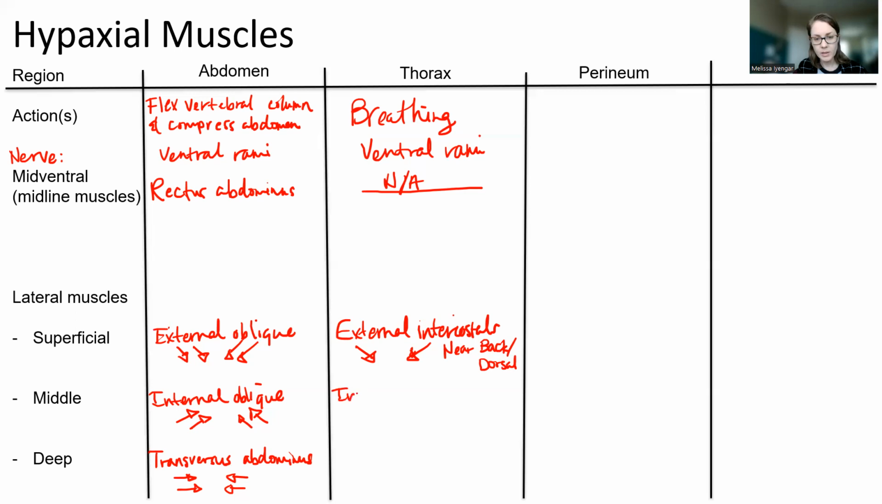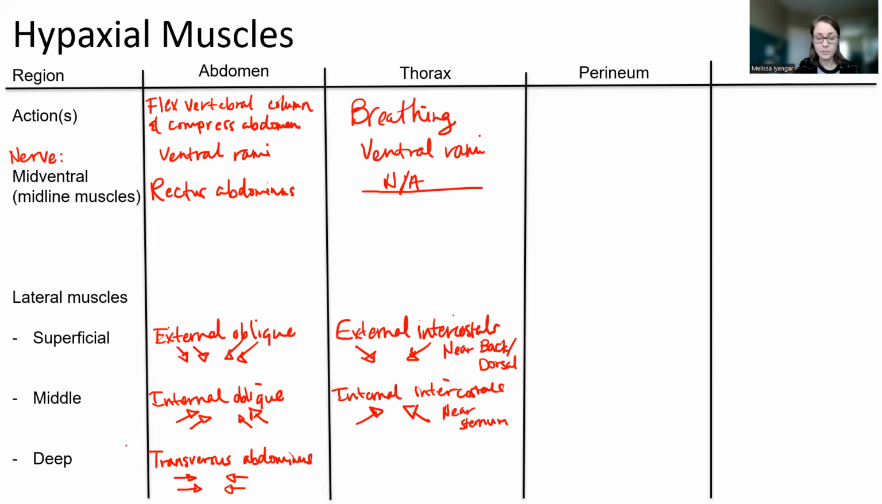The next layer is internal intercostal. Internal intercostals are going to run upward at an angle, just like that, because these are equivalent muscles. Internal oblique and internal intercostal are equivalents. Since they're derived in the same way, their fascicle pattern is exactly the same. One of the differences here is that you can find internal intercostals near the sternum a lot more. So here you want to think about near sternum.